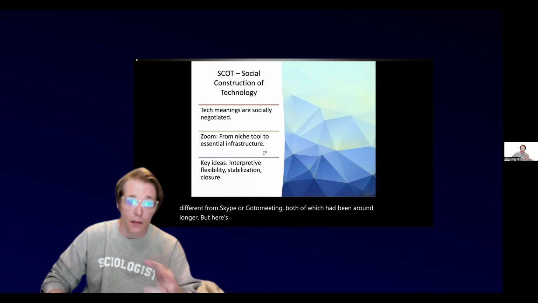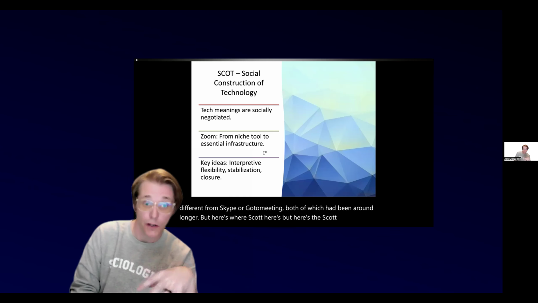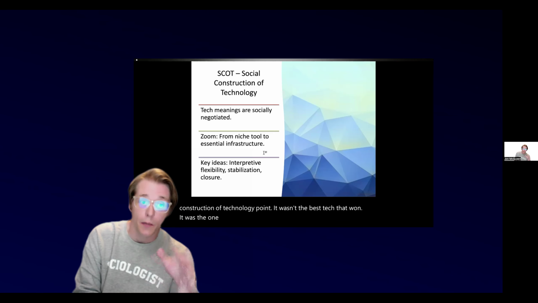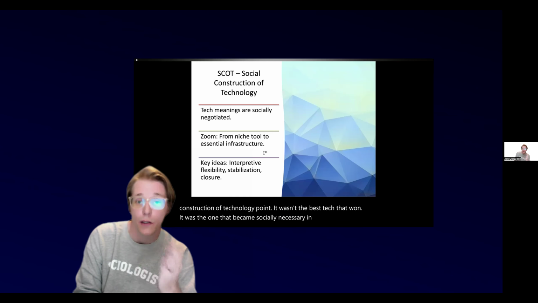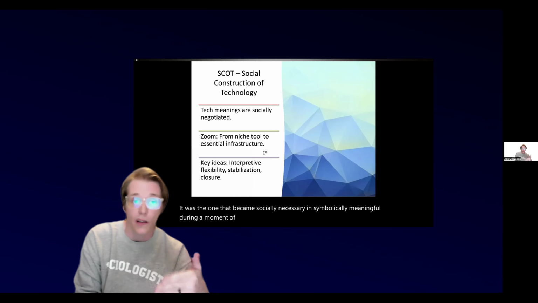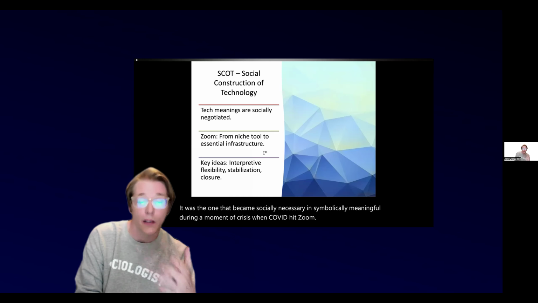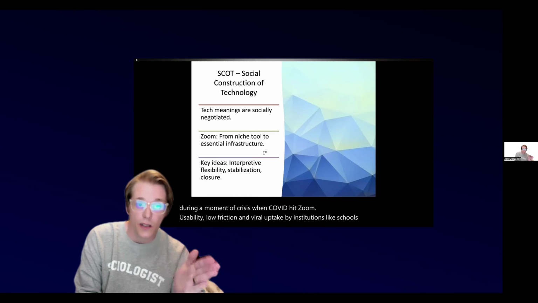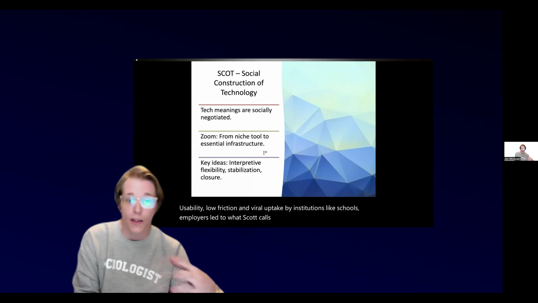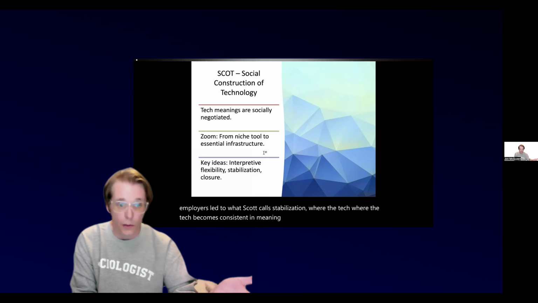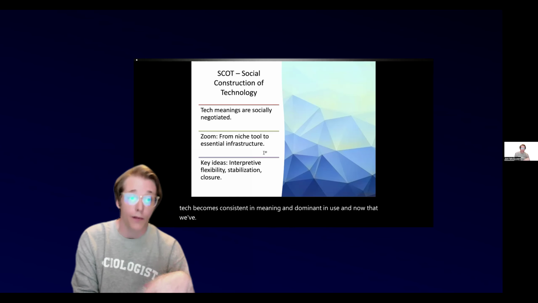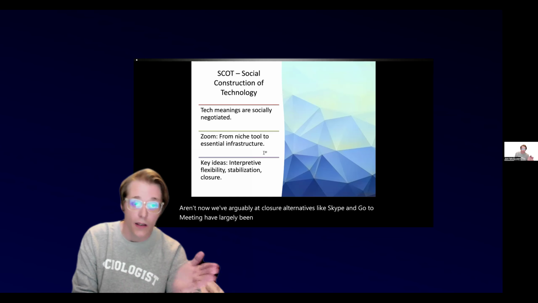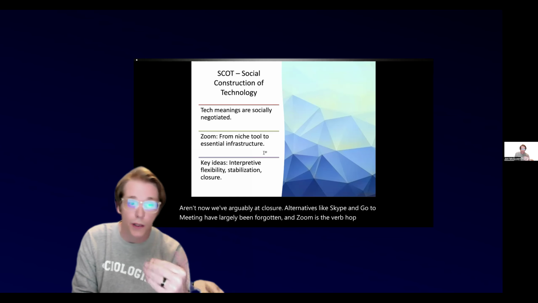But here's the SCOT point, the social construction of technology point. It wasn't the best tech that won. It was the one that became socially necessary and symbolically meaningful during a moment of crisis. When COVID hit, Zoom's usability, low friction, and viral uptake by institutions like schools and employers led to what SCOT calls stabilization, where the tech becomes consistent in meaning and dominant in use. And now we've arguably reached closure. Alternatives like Skype and GoToMeeting have largely been forgotten, and Zoom is the verb. Hop on Zoom has replaced call me on Skype.